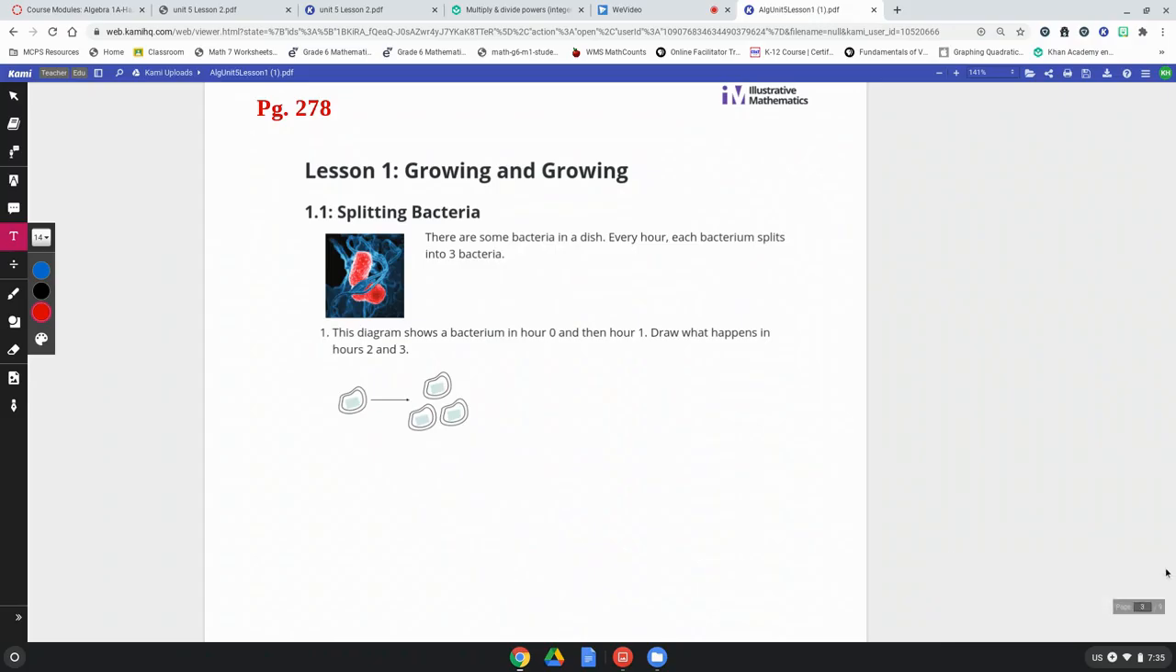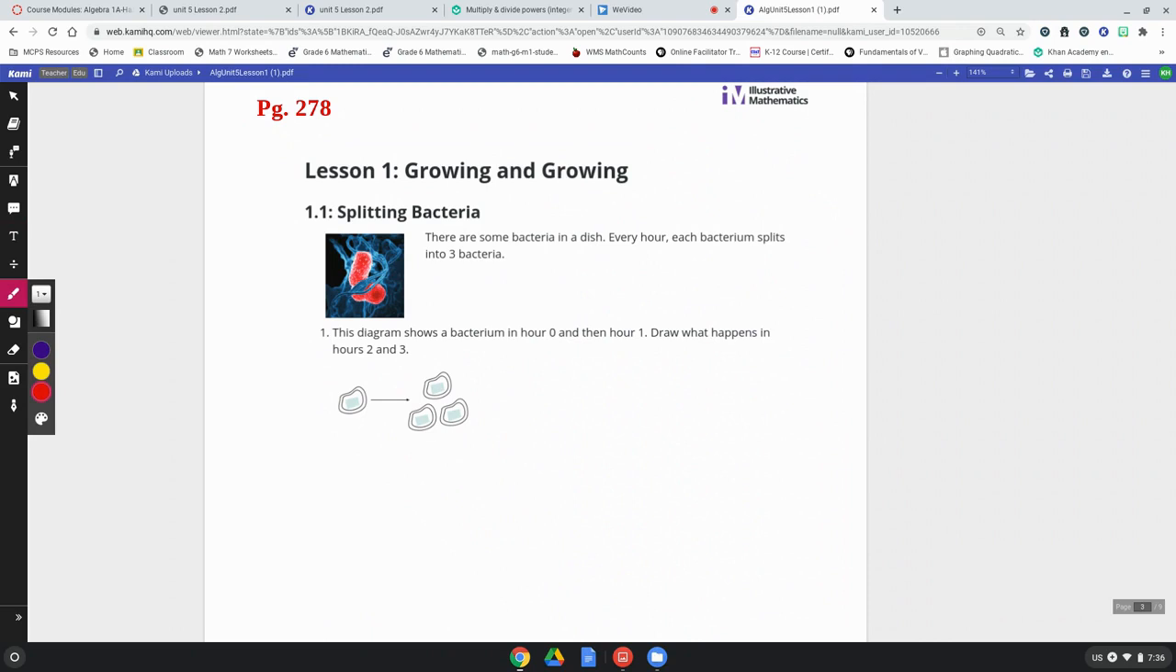Good morning. We're starting a new unit, Unit 5, where we look at exponential growth. In your book, turn to page 278. Splitting bacteria.